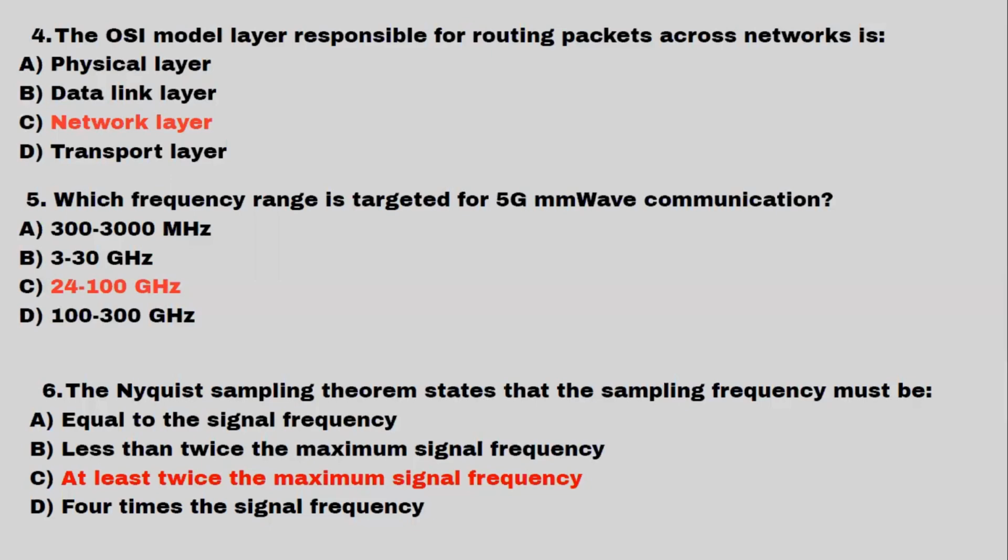Question number 6. The Nyquist sampling theorem states that the sampling frequency must be at least twice the maximum signal frequency. So, Nyquist sampling theorem, you can learn a little bit about this. I will not go into the details of this theorem, but you can find it out and have a little idea. It is related to communication data. So at least twice the maximum signal frequency is the correct answer.